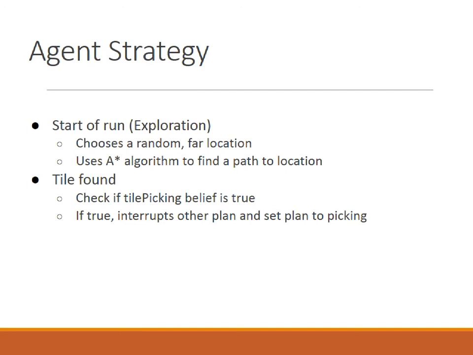A-star algorithm, as you already know, is basically to choose the shortest path to reach that location while avoiding all the obstacles. This allows us to conserve the fuel, so it's able to perform much more actions before the time is up.